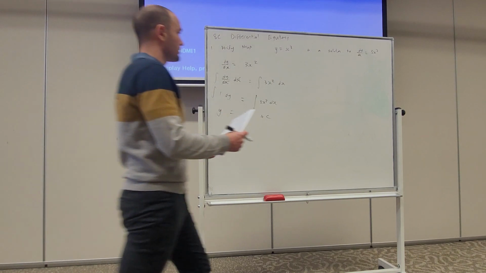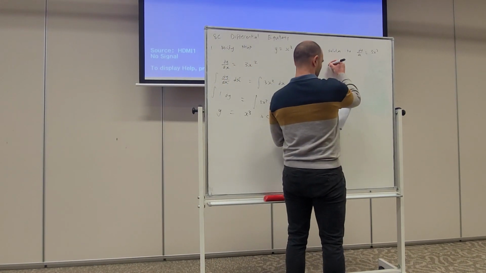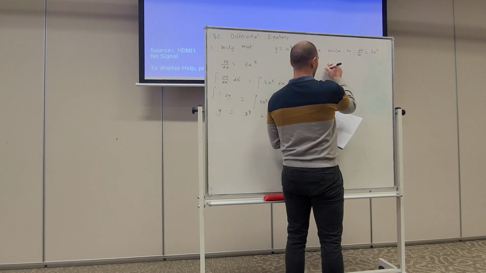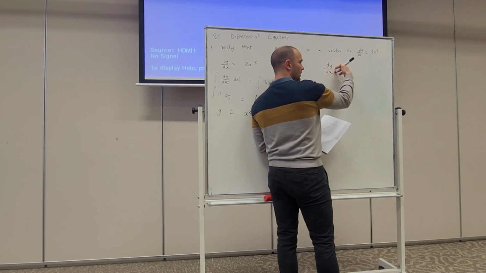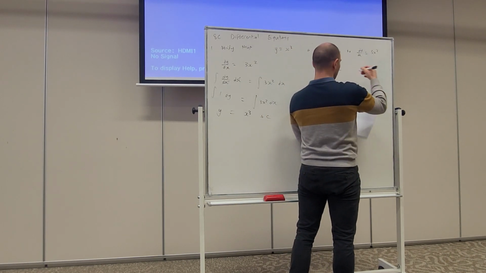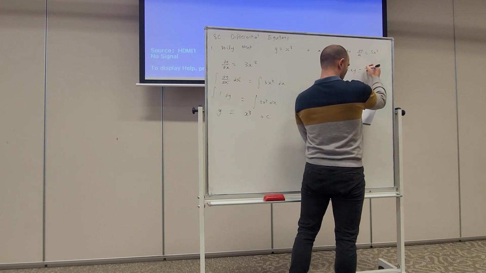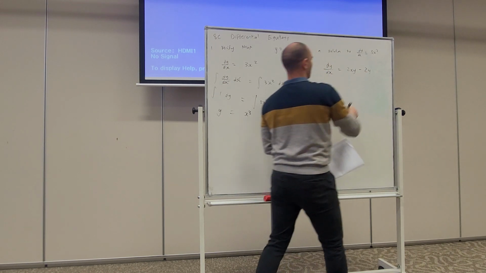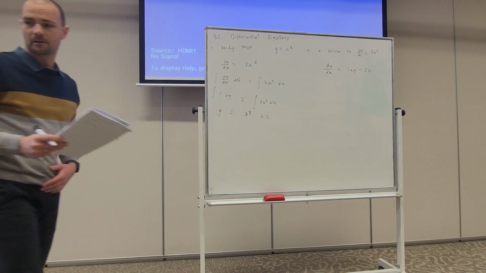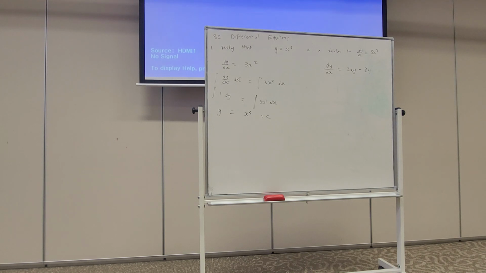Okay, consider the differential equation here. So we have the differential equation dy on dx, so the slope, is equal to 2 times x times the y value, take 2 times the y value. So that's a differential equation about the slope.